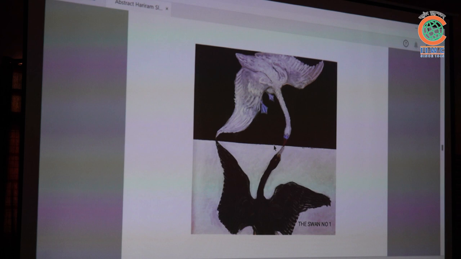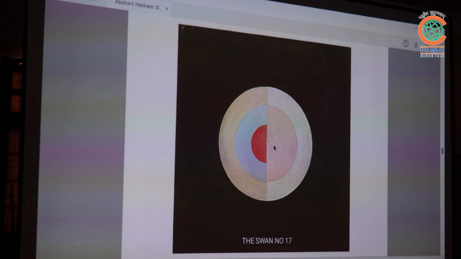See, now here, Swan 17, she says, the title. But what we gather, I don't know how much you must be able to say. Actually, there is a parallel. Okay.